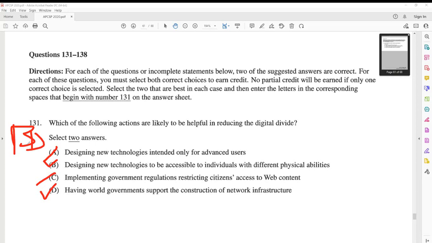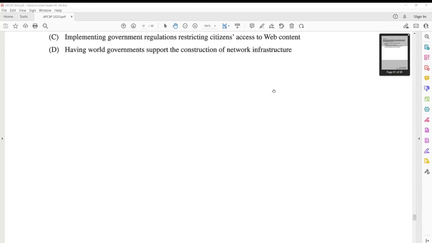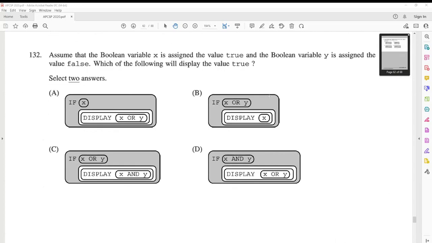D is to help the remote people. B is to enhance the so-called accessibility of the network to the handicapped people. Okay. Number 132, we have the pick 2 problem.